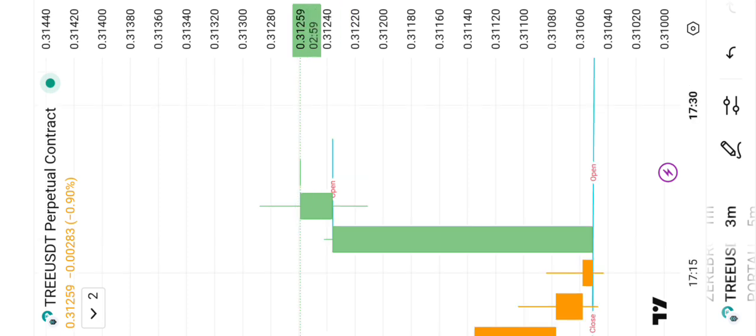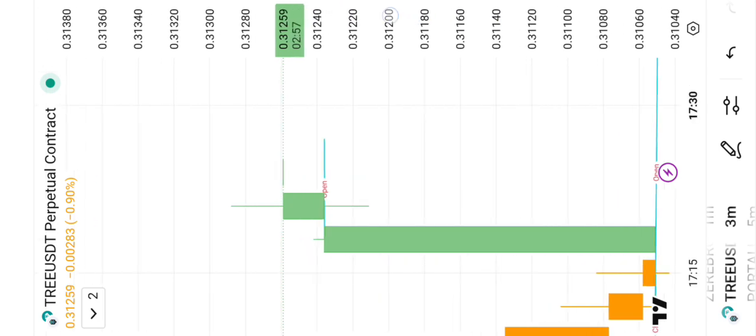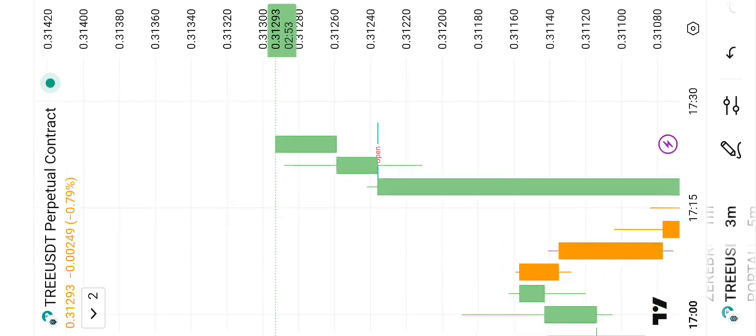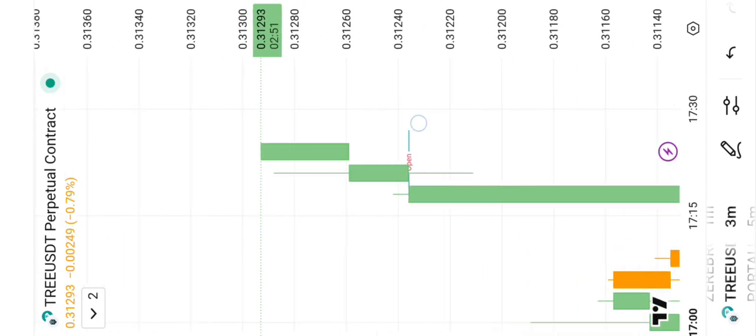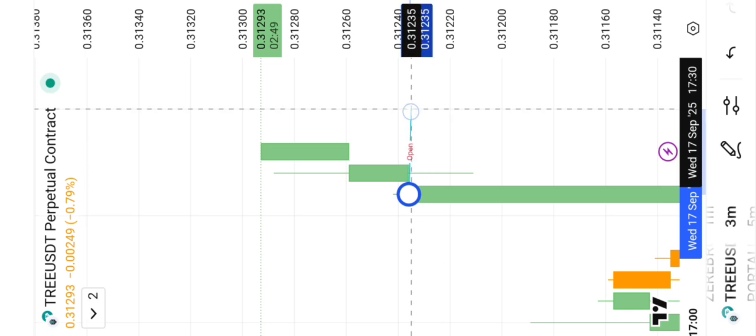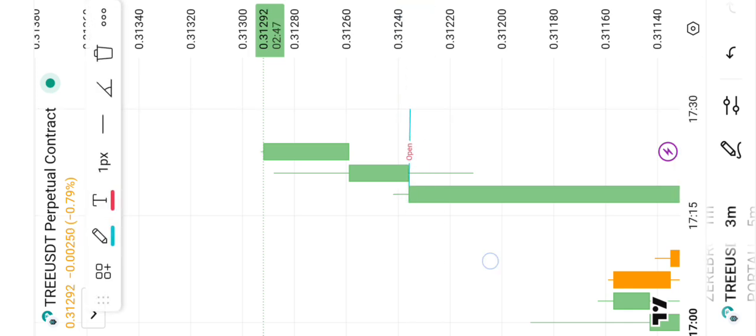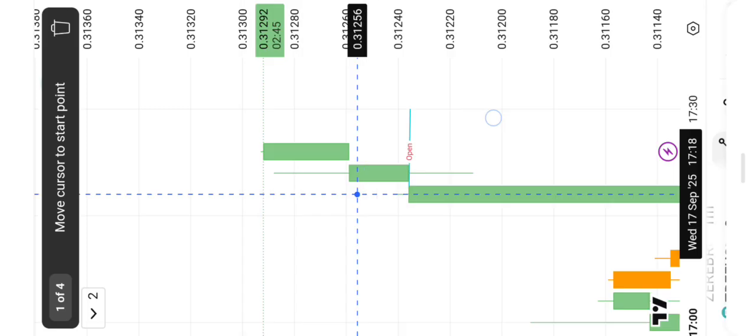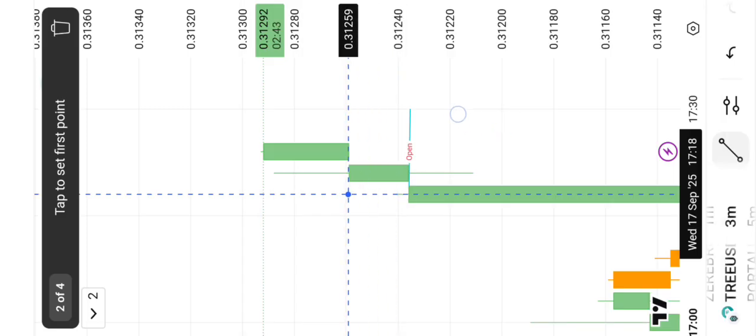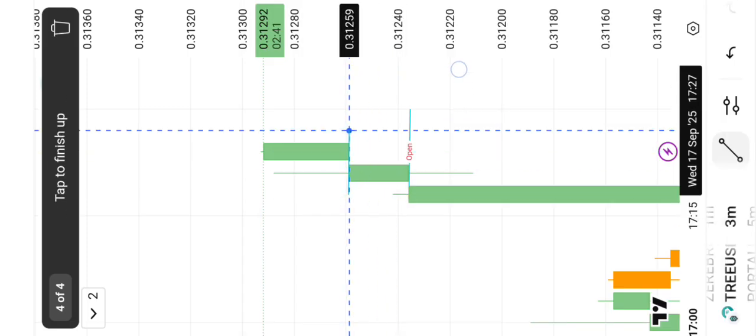Can you see that the buyers are in control? It was creating a bearish candle before, but because the buyers are in control, they turn it to a bullish candle. So it opens at this spot, it closes here.